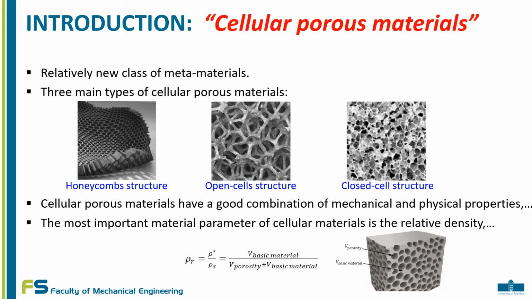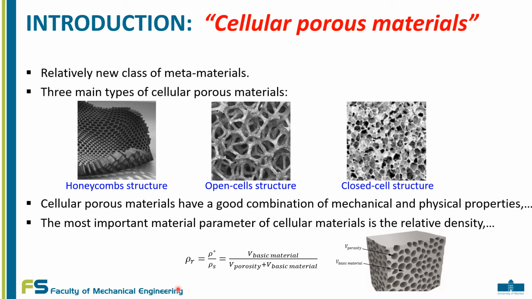First, I will introduce the cellular porous materials. The cellular porous materials are a relatively new class of metamaterials. In general, the cellular materials can be divided into three main types: honeycomb structures, open cell structures, and closed cell structures. Cellular porous materials have a good combination of mechanical and physical properties like mechanical energy absorption, sound isolation and damping, floatability, durability at dynamic load, and recycling.